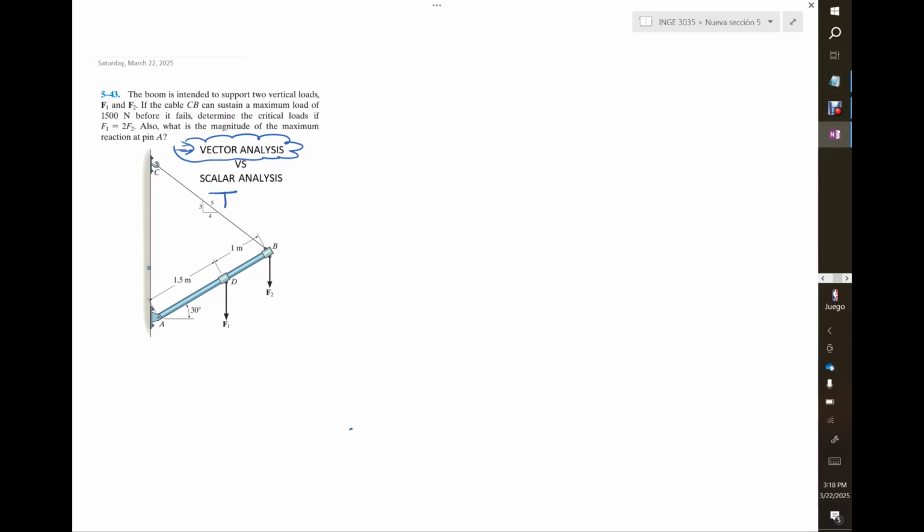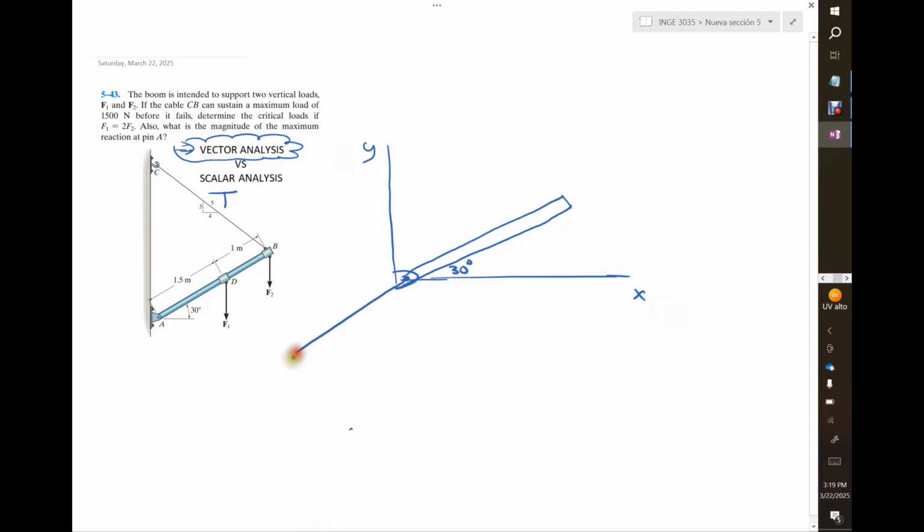So basically this is what we have. If I recopy that problem and draw a free body diagram of what I really care about, which is this bar here, that bar is basically at 30 degrees from what I'm going to call the X axis versus the Y axis, and if this is 3 dimensional, then we will have a Z axis here.